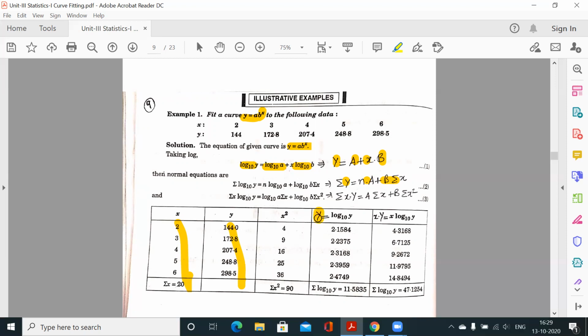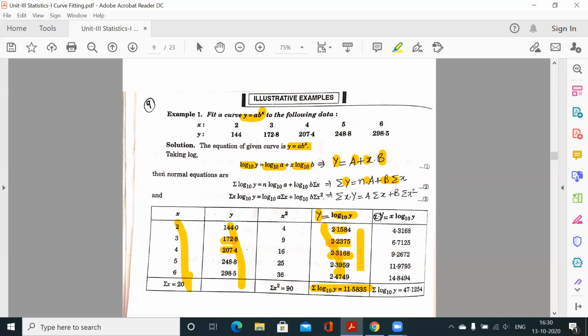Now what is capital Y? It is log y, log of y at base 10. So this is y, 1.144. So log of 144 base 10 is 2.15. Log of 172 base 10 is 2.23. Log of 207 base 10 is 2.31. So these are capital Y. Adding all the values, we will get summation capital Y.